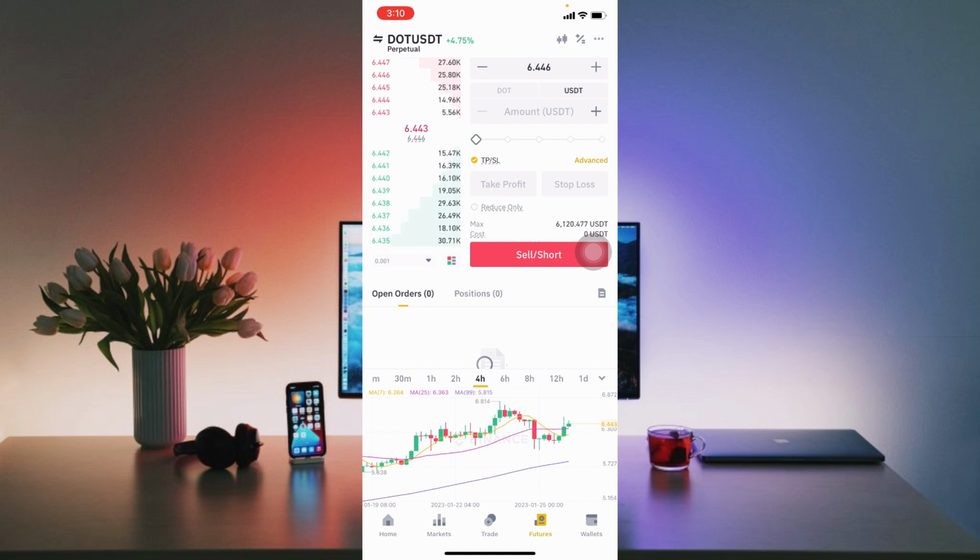For me, I usually trade the 4-hour time frame. I'm a day trader or a swing trader, you can say. Then we have MA7, MA25, MA99. MA stands for moving average.